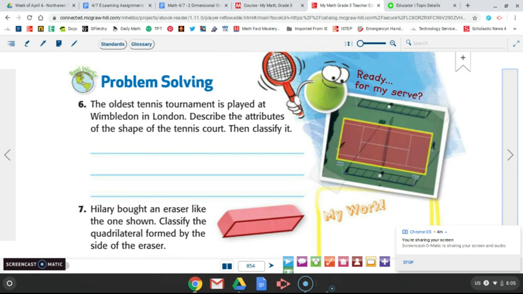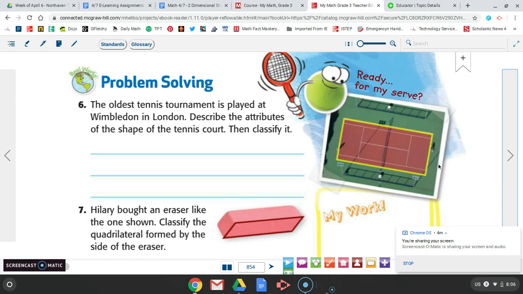So let's think about length. Well, top and bottom are the same length. Left and right are the same length. So we have 2 pairs of equal sides. Let's think about parallel. Top and bottom are parallel, left and right are parallel. So that's two sets of parallel sides.